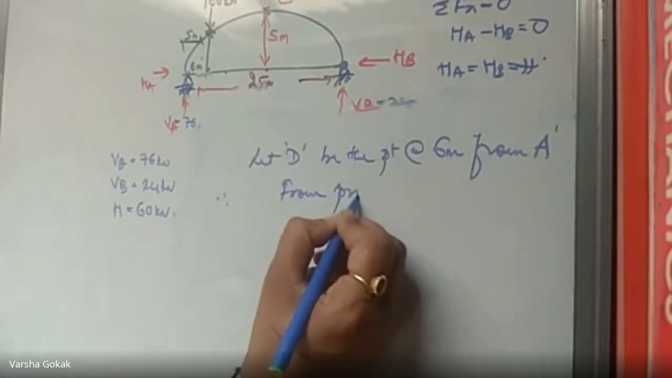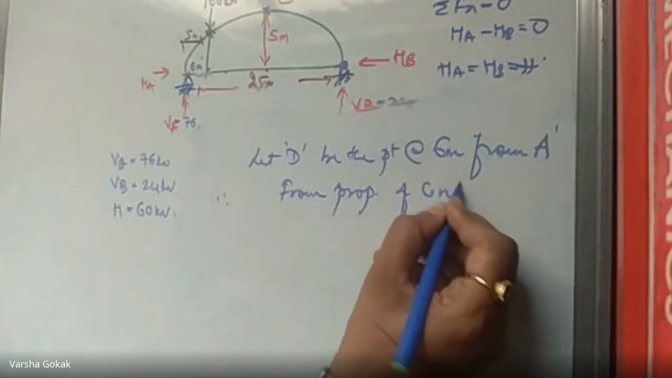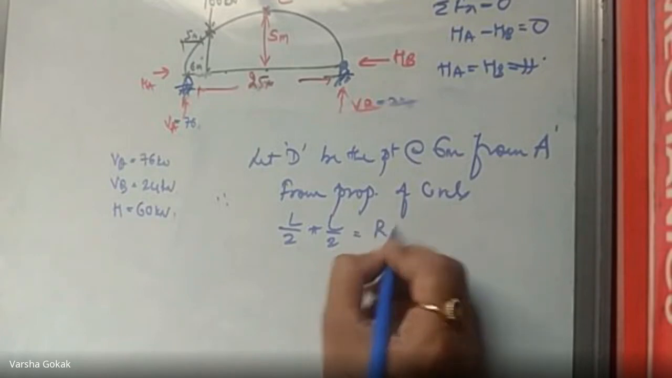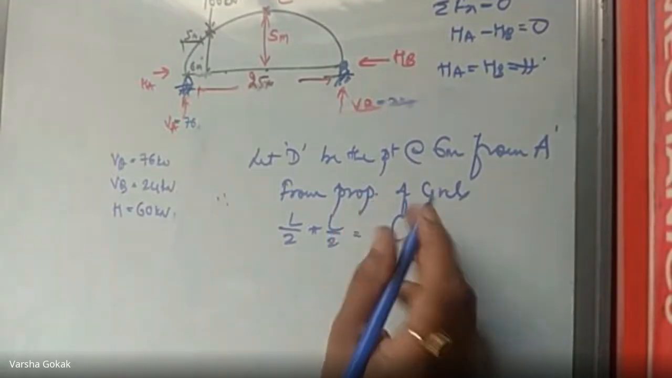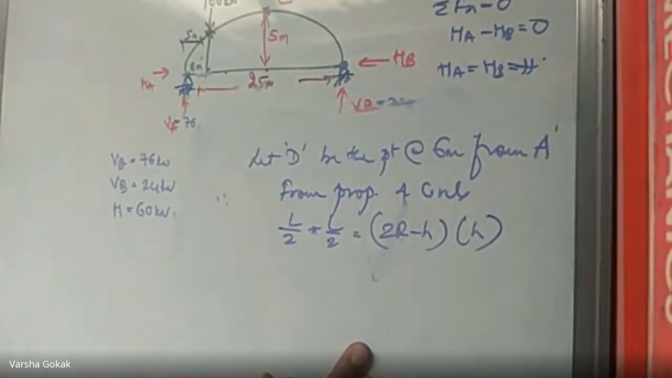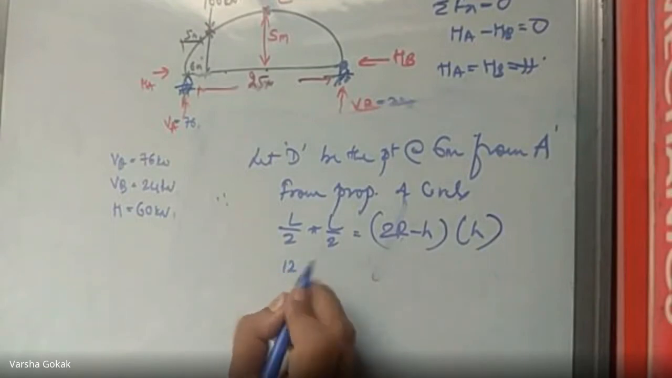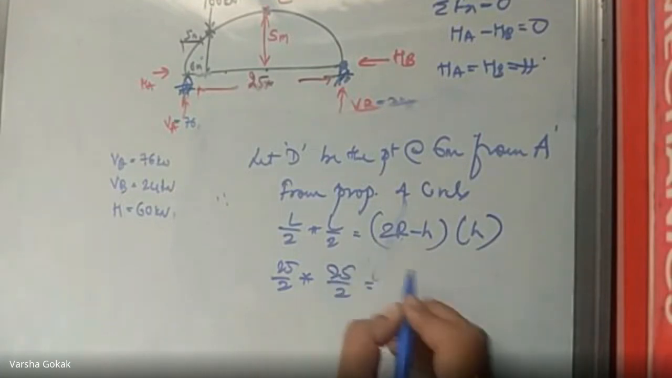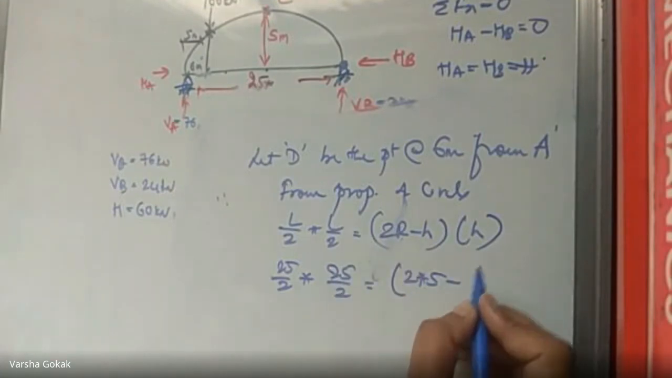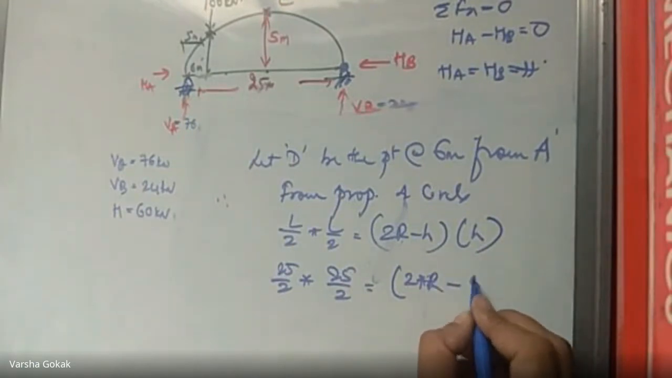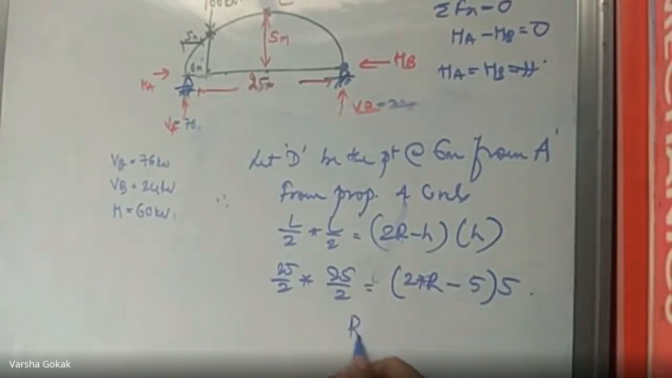From property of circle, I can write that L by 2 into L by 2 will be equal to H into 2R minus H. Correct? So we will substitute for this. L is 25. 25 by 2 into 25 by 2 will be equal to 2 times R minus H, H is 5, into 5. From here, please get me the value of R.